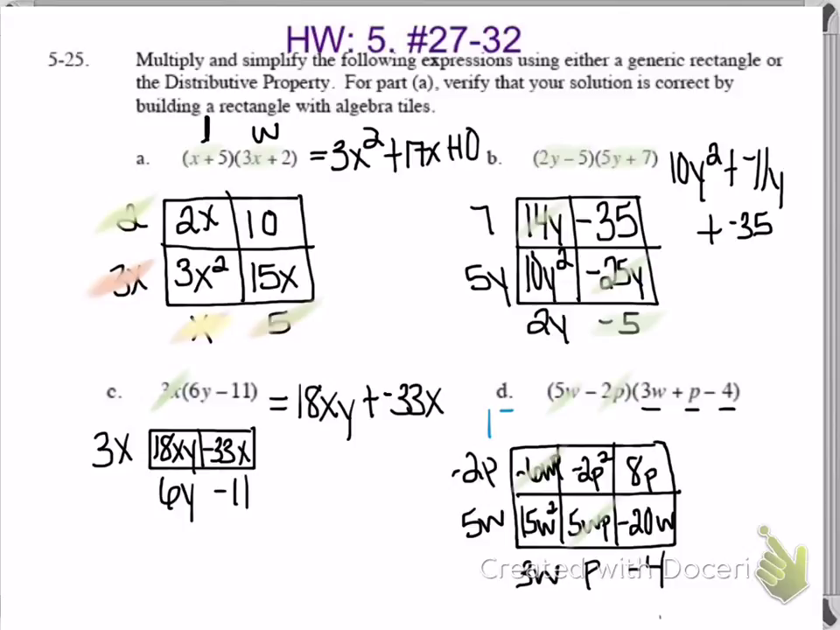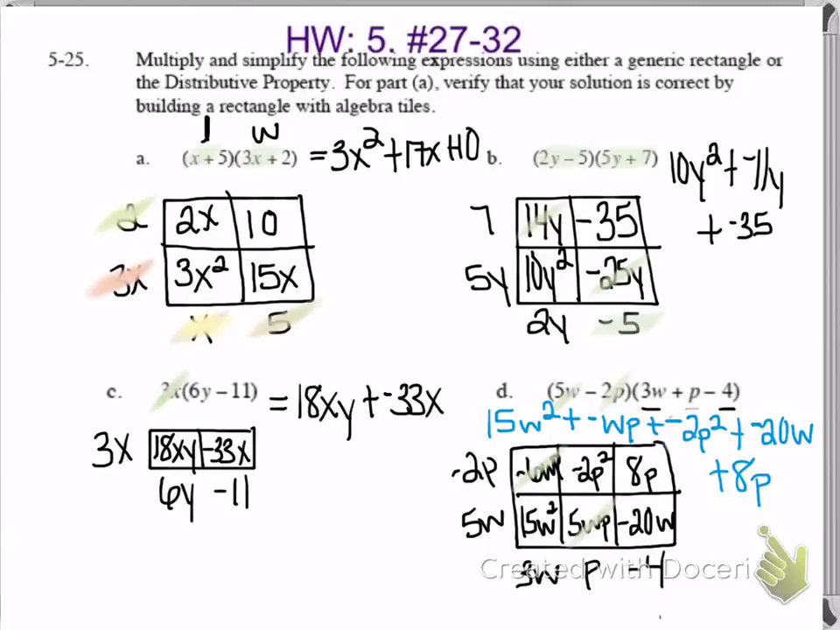So your final answer should say 15w squared plus -WP or PW plus -2p squared, sorry, my negative got a little messy, plus -20w plus 8p. That is the solution to that multiplication problem.